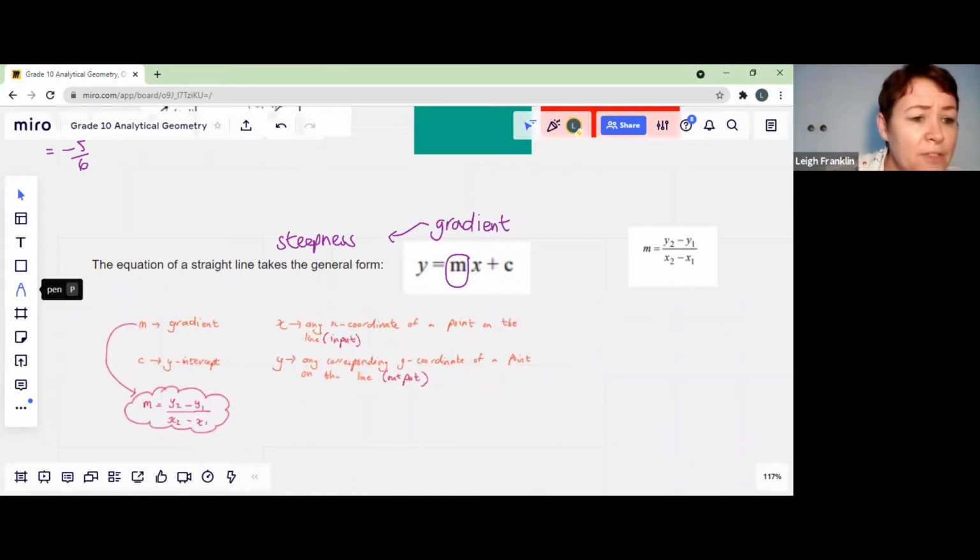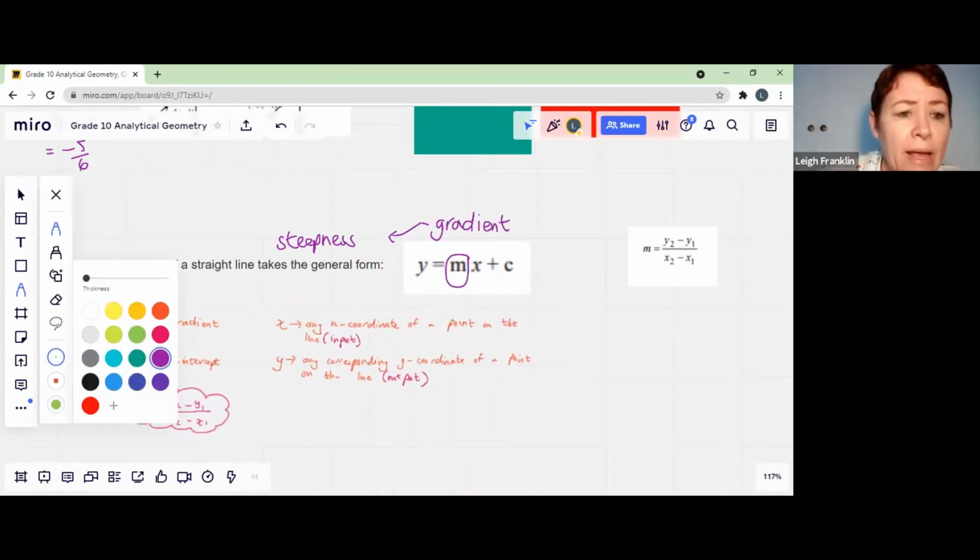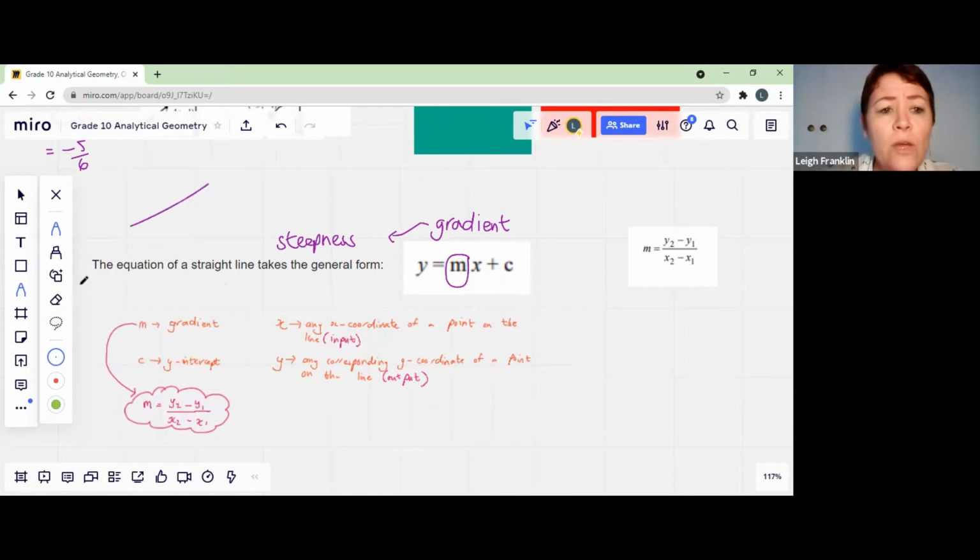So if a straight line is drawn on a Cartesian plane and it slopes up, then we would say that the gradient is positive. The gradient is greater than 0. If we've drawn a diagonal line on a Cartesian plane and it slopes down, we would say that the gradient is negative. It's smaller than 0. The reason it's positive here is because I'm moving to the right on the x-axis, which is a positive direction, and I'm moving up on the y-axis, which is a positive direction.